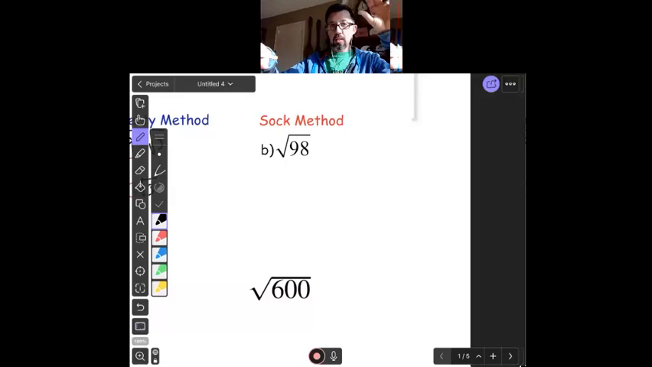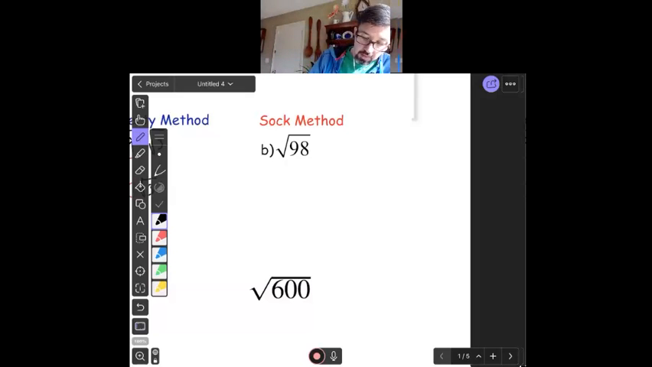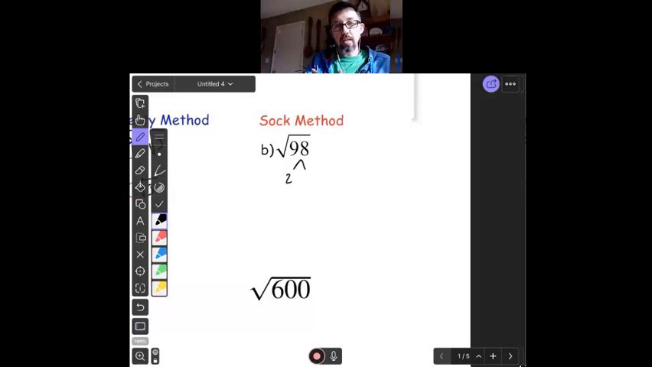So I'm not just going to be spreading branches all over the place. Okay. Sock method depends on you guys taking the smallest number out that you can. So what's the smallest number that goes into 98? Okay. Prime number, by the way. What's the smallest prime number that goes into 98? Which would be 2, right? It's even, has to be divisible by 2. Okay. And then so 98 divided by 2 is what?